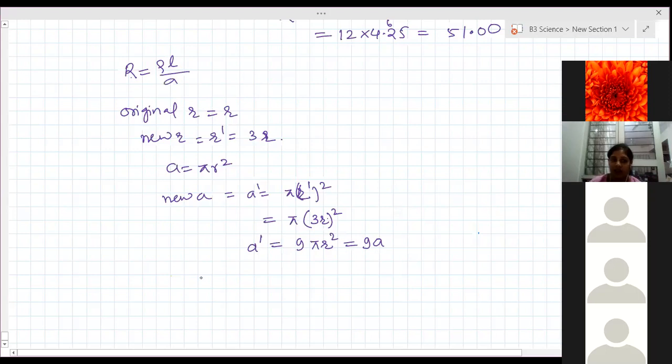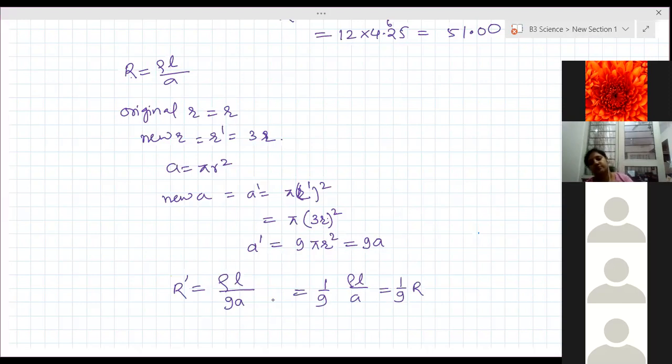The original resistance is rho L by A. The new resistance R dash is equal to rho L by 9A, with the new area being 9A. So it is equal to 1 by 9 rho L by A, that is 1 by 9 of the original resistance. So resistance will decrease by 9 times. Clear?